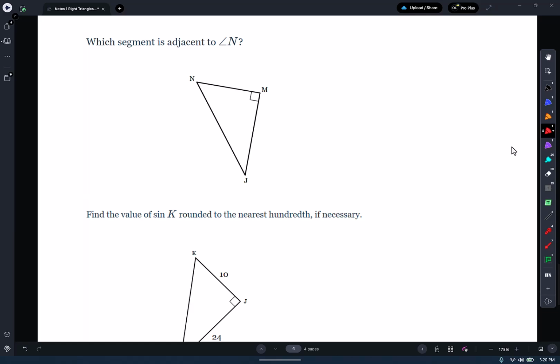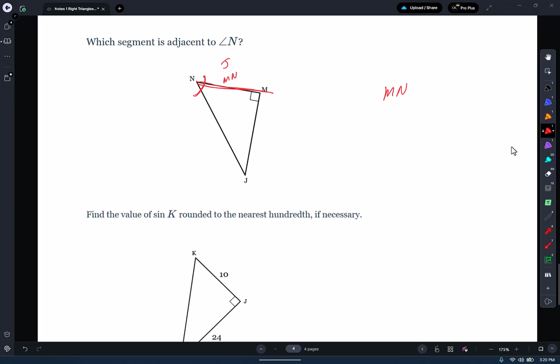So this one says, which segment is adjacent to angle N? Here's angle N. Yeah, this segment here, either MN or you want to call it little j or whatever. So segment MN. And I think that's what you're doing in Delta Math, or you might be able to call it little j as well. So this segment right here that I'm highlighting, that's adjacent. Does that make sense, guys? Okay.